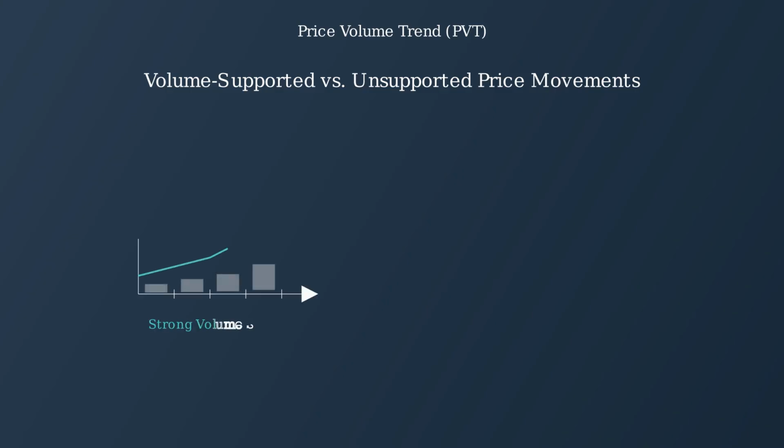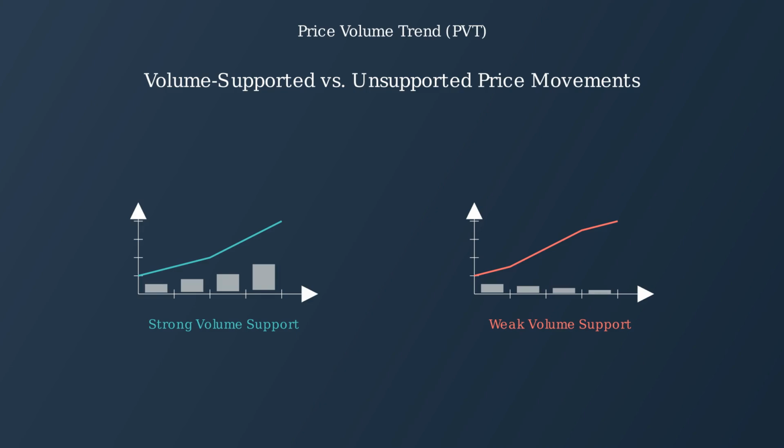Let's compare price movements with strong volume support versus those with weak volume support. On the left, we see a price uptrend with increasing volume. The PVT would show strong confirmation of this trend, making it more reliable for trading decisions. On the right, we see a similar price uptrend, but with declining volume. The PVT would identify this as a potentially weak move that may not be sustainable.